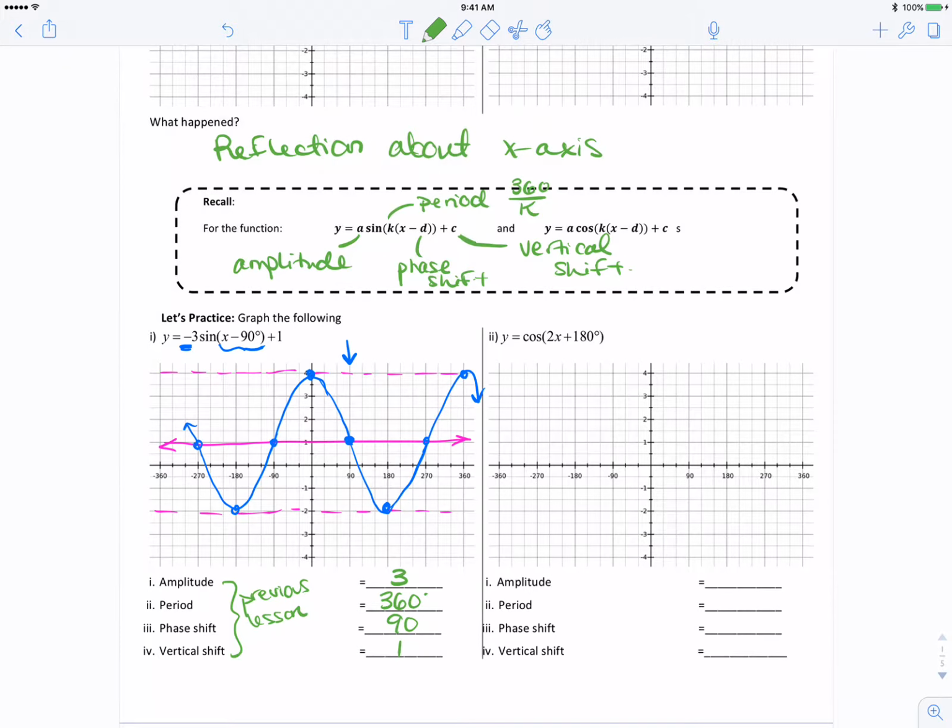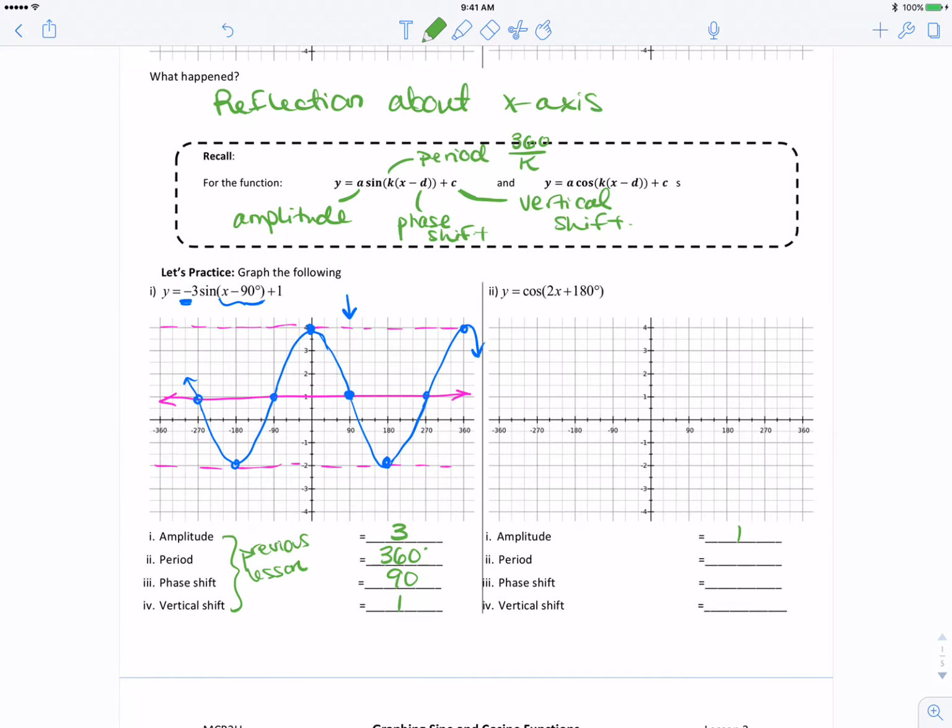I'm going to try out the next one beside it. My amplitude is 1. Period. Oh, don't let me trick you here. Y equals the cosine of 2 bracket x plus 90. Please make sure that 2 has to get factored out front. Same trick as before. So my period is 360 divided by 2, which is 180 degrees.